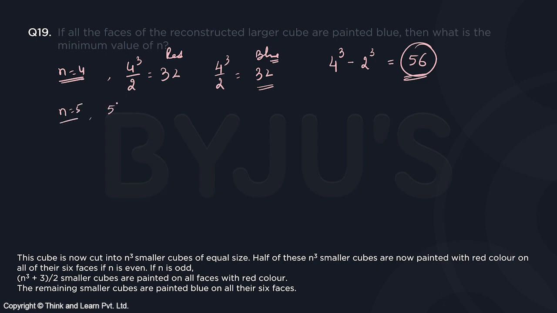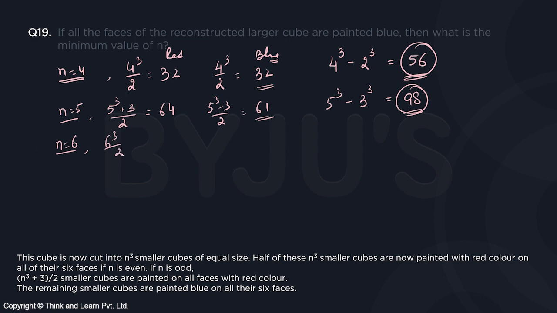If n is equal to 5, then (5 cube plus 3) by 2, that is 64 of them are red, and (5 cube minus 3) by 2, that is 61 of them are blue. But the number of cubes visible outside is 5 cube minus 3 cube. So it is 125 minus 27 is 98. Even this 98 is greater than 61. How can I make the outer surface completely blue? Let's check for n is equal to 6.